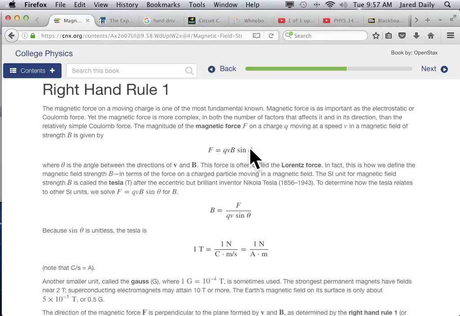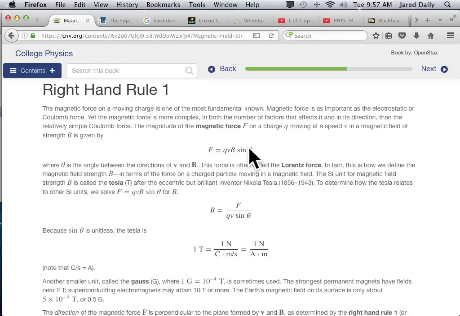What is the sine of 0? 0, right? So if the particle is going parallel to the magnetic field, either in the direction or opposite direction of the magnetic field, there's no force on the particle. So this equation tells us a lot of things.